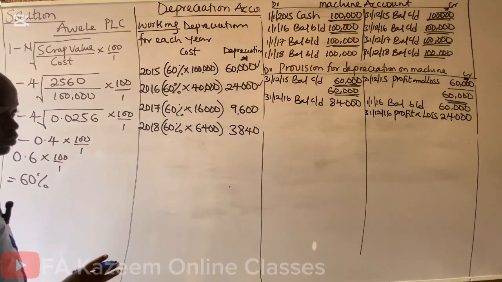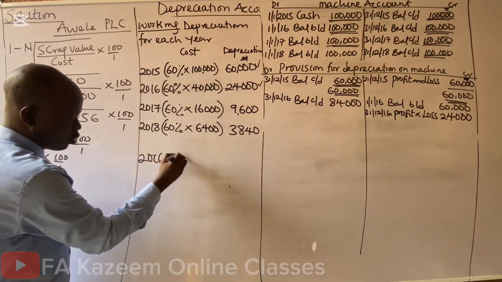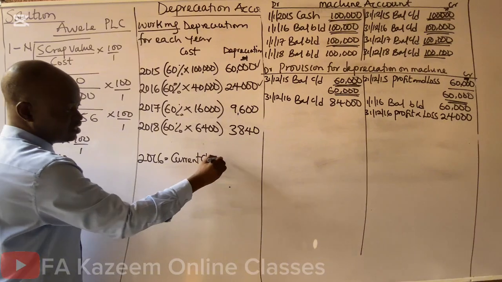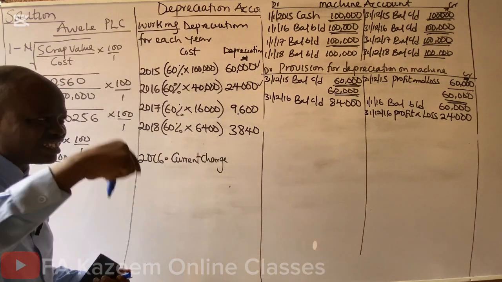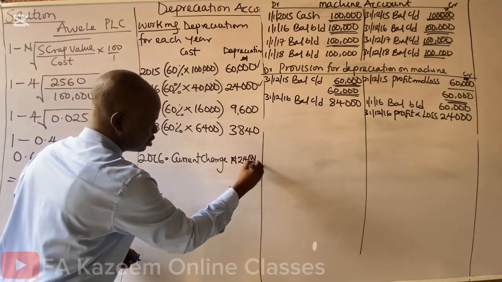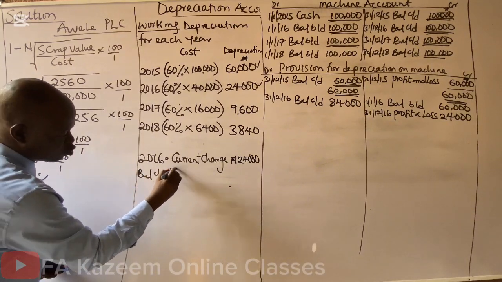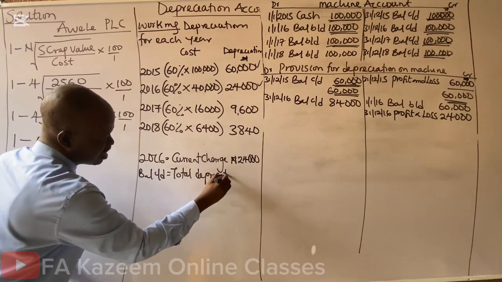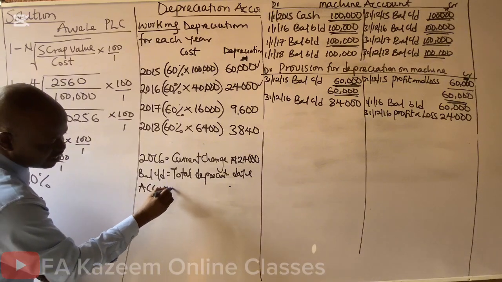Now, what do we mean by that? Let's explain that. In 2016, there's what we call current charge. Current charge in 2016 means the amount of depreciation we set aside in 2016. That is the 24,000. But the balance carried down means total depreciation to date. Total depreciation that we have set aside to what? To date. In accounting, we call it accumulated depreciation.